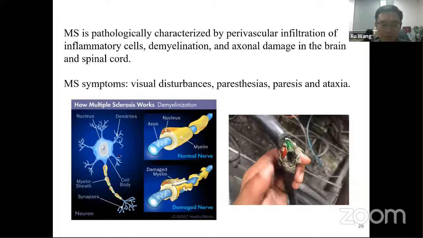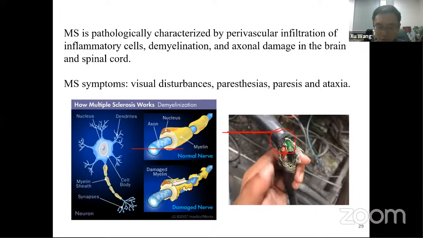In the brain, there are many neurons. We all know that neurons play important roles, and the axon of a neuron is covered by myelin sheaths, the yellow myelin sheaths. The myelin sheath serves as the insulation cover for the axon. It acts like the plastic cover for the cable.